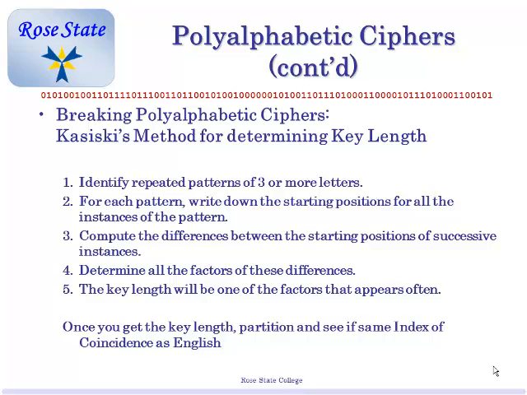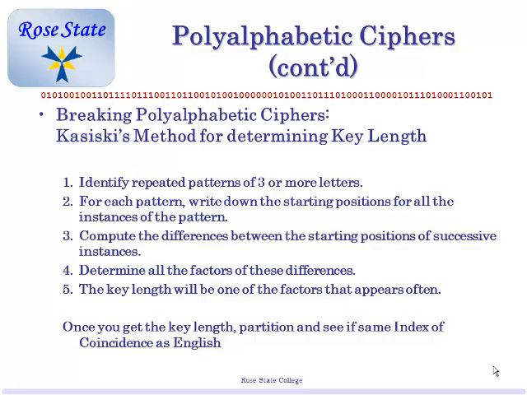Now we're going to do some tough math here. If I give you the number 6, what are the factors of 6? 1, 2, 3, 6. What are the factors of 7? 1 and 7. What are the factors of 10? 1, 2, 5, and 10.